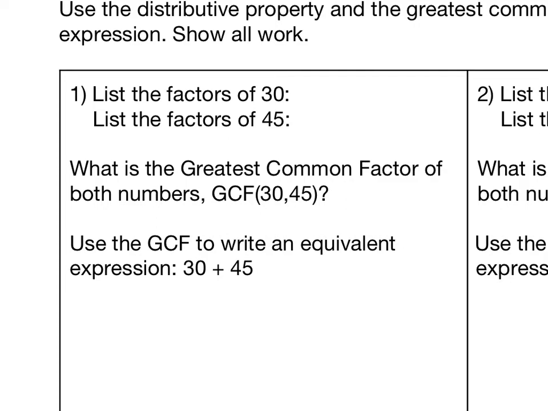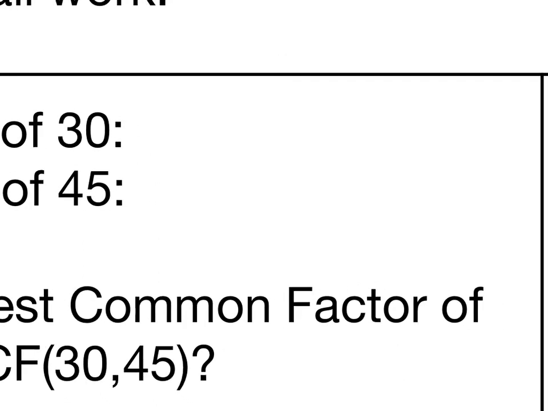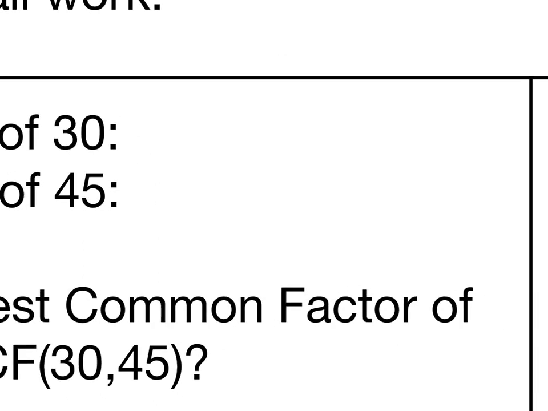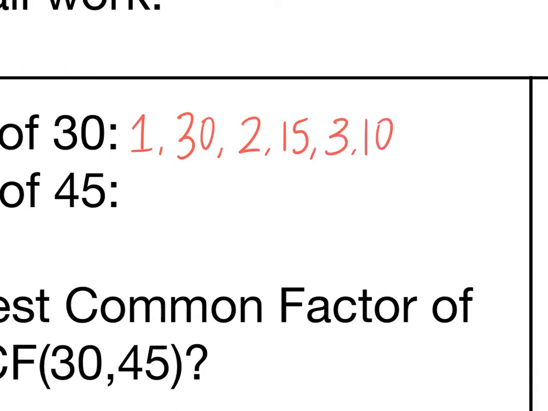Okay, so let's first follow these steps. Let's list all the factors of 30 and 45. So I'm going to list the factors of 30. I know that 1 times 30 equals 30. I know that 2 times 15 equals 30. I know that 3 times 10 equals 30. And I also know that 5 times 6 equals 30. I don't believe that there are any more factors of 30. I think I got them all. If I didn't get them all, please pause this video and tell your classmates that I didn't get them all because I made a woohoo, okay?